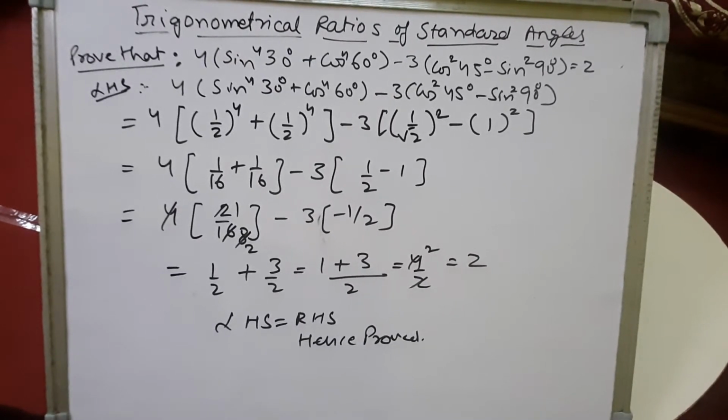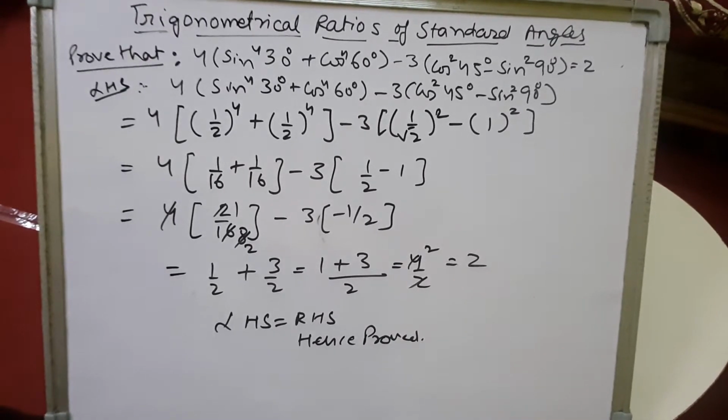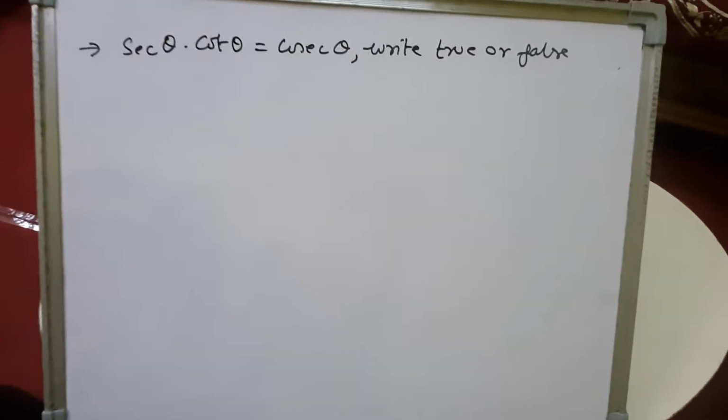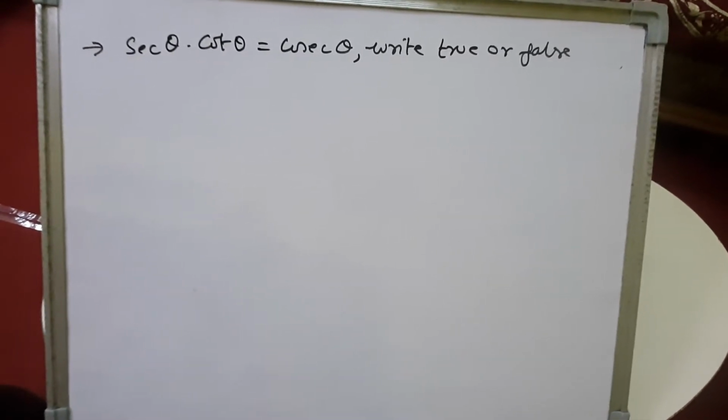Alright children, please note down the solution. Now let's see another sum. In this sum it is given that sec theta into cot theta equals cosec theta, true or false. So we have to check whether the statement is true or false.